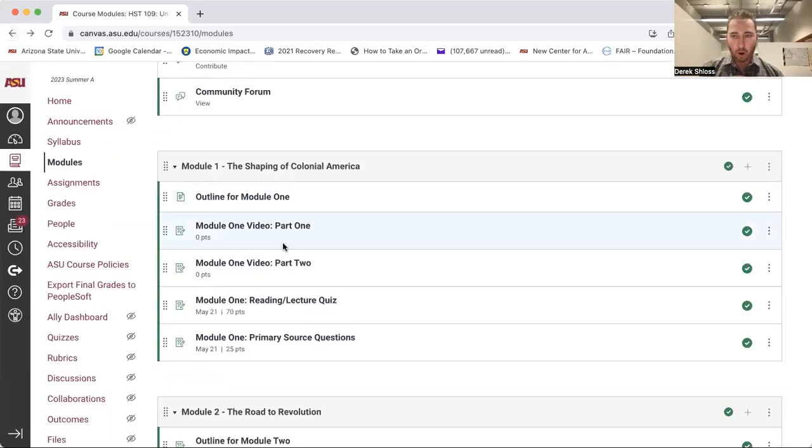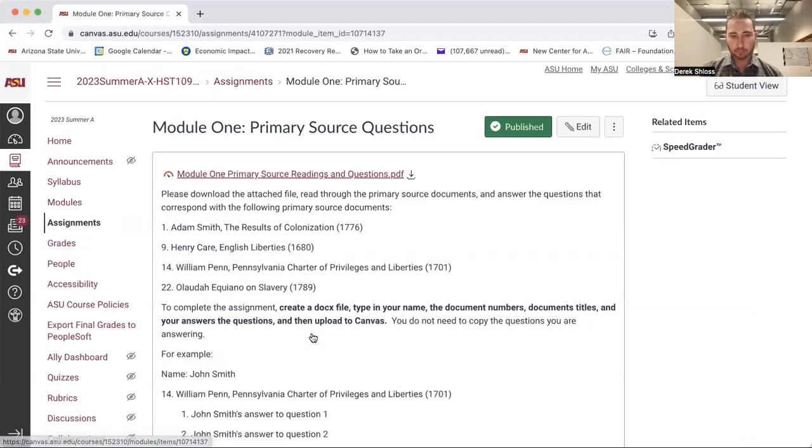And then I go over, let's go back here. Yeah, so you can basically follow the instructions on here. It says, please download the attached file, read the primary source documents and answer the questions that correspond with the following primary source documents. So I'm giving you the specific documents that you're supposed to do. There are 4 documents in this case, starting with Adam Smith, The Results of Colonization, and ending with Olaudah Equiano on Slavery, 1789. And then make sure you follow this format.